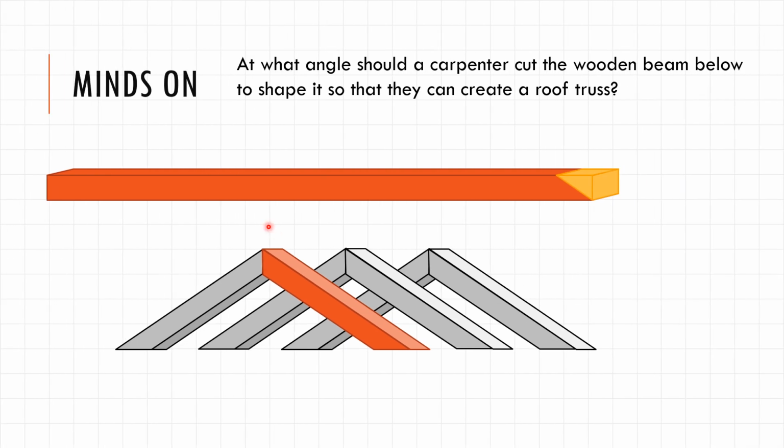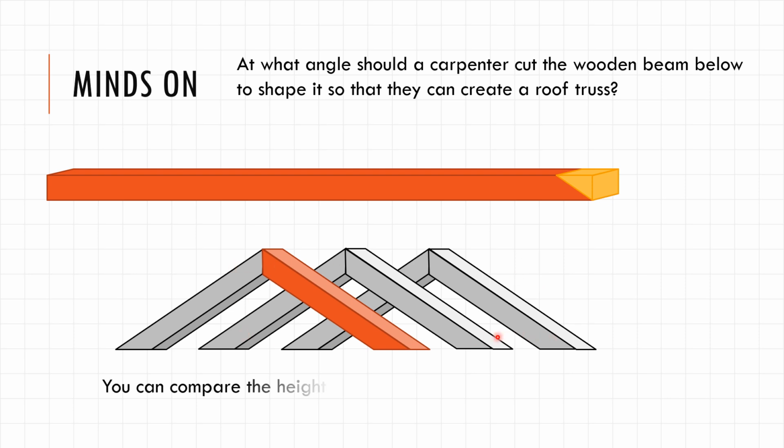To start us off, we might look at a field like construction. A carpenter might need to create a roof truss, which is sort of like putting beams of wood, just like this, in this pattern, in a way to support the roof. But to do that, they do need to cut the beams at the end at a very specific angle. And what angle should that be to shape it so that they can support the roof properly?